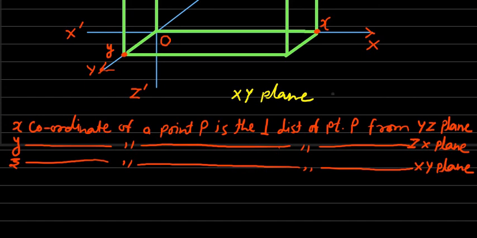So it is simple to remember that to obtain the x coordinate, we consider the perpendicular distance from the YZ plane, because in the YZ plane, x is absent. So for the x coordinate, it is the perpendicular distance from the remaining two axes, the YZ plane. Similarly, for the y coordinate, the perpendicular distance of the point from the remaining two, the ZX plane. And lastly, for the z coordinate, the perpendicular distance of the point from the remaining two, the XY plane.